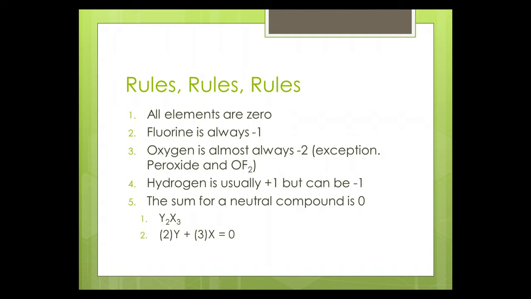And the sum for a neutral compound is always 0. So if I have compound X2Y3, then I know 2 times the charge on X plus 3 times the charge on Y would equal 0. And so if I knew one of those, I could figure out the other, which is exactly what we're going to do here.